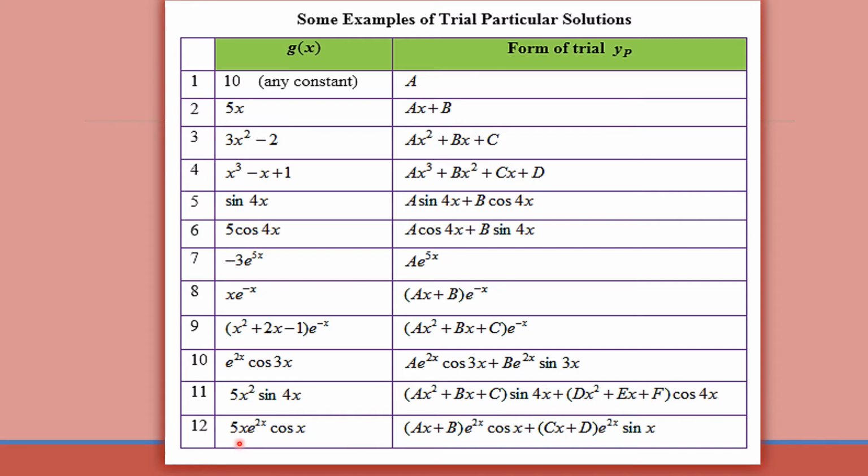And number 12, we have a product of 3 different kinds of functions. We have a linear function multiplied by an exponential multiplied by a cosine function. So this linear function will be given in the form of ax plus b for the trial yp, multiplied by e to the 2x cos x. But remember, you have to add another term involving the sine function, (cx plus d) e to the 2x sin x. So these are some examples of what the g(x) looks like and how to write down the corresponding form of the yp.